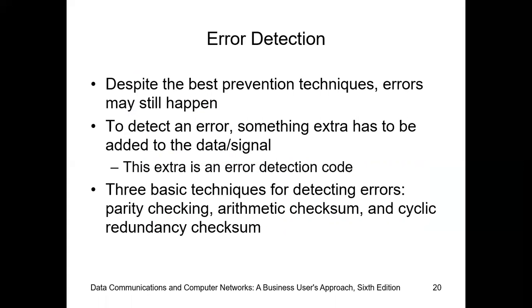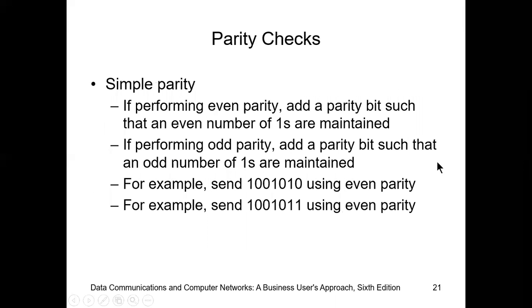So despite the best prevention techniques, errors will still occur. So to detect an error, something extra needs to be added. This extra is an error detection code. So basically, there are 3 techniques for detecting errors. One, parity bit, arithmetic checksum, and cyclic redundancy checksum. So these are the techniques that we're going to discuss in this lecture.